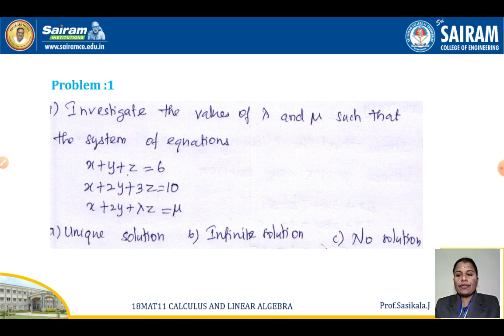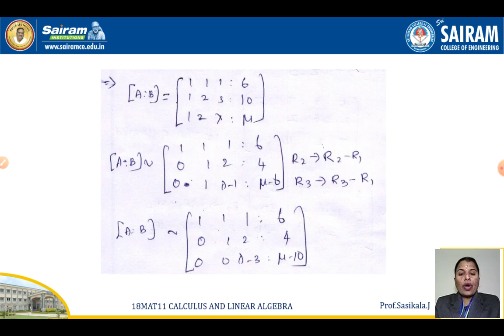First, to decide what type of solution we have, we take the augmented matrix. From the augmented matrix we find the rank of the augmented matrix and the rank of A, and based on whether the rank is less than or greater than the number of unknowns, we fix the type of solution.